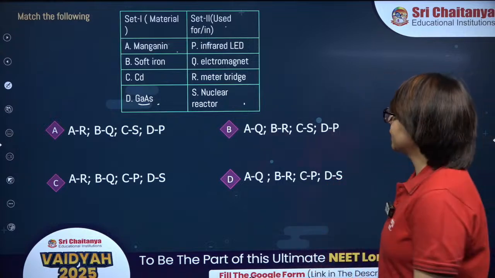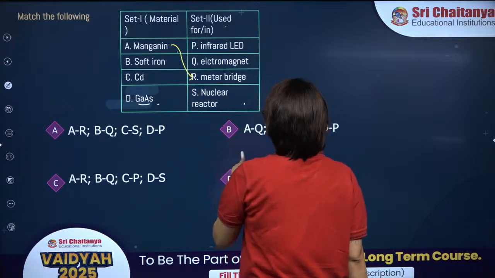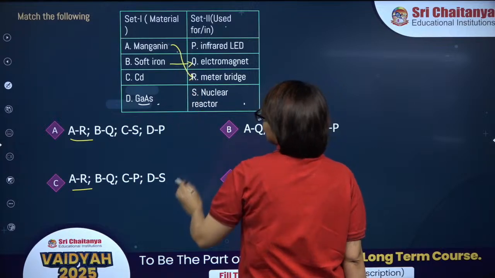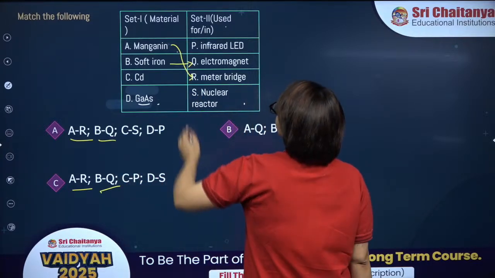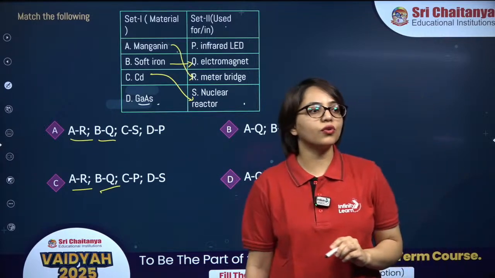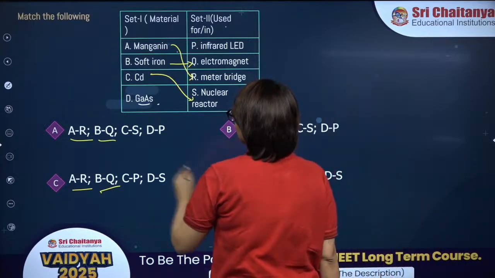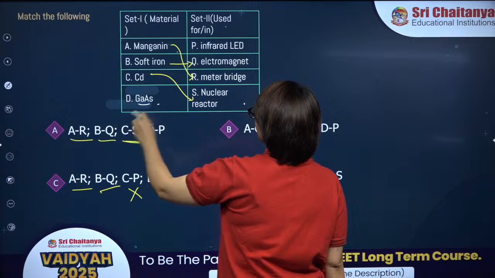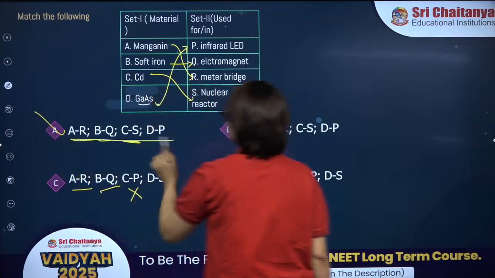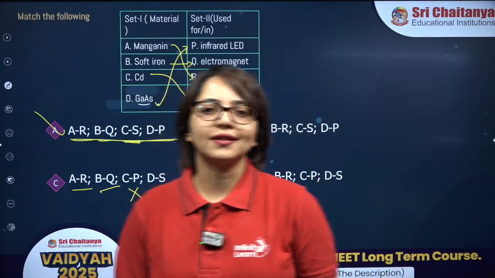What should be the correct match over here? Manganin wire is used in the meter bridge, so A is matched with R. Then soft iron is used in electromagnets, so B is matched with Q. Cadmium is used in nuclear reactors, as control rods. Yes, it is used in nuclear reactors. So C is matched with S. So the correct answer is option A. And GaAs is used in infrared LED. Please remember this match. It might help you in your NEET exam.